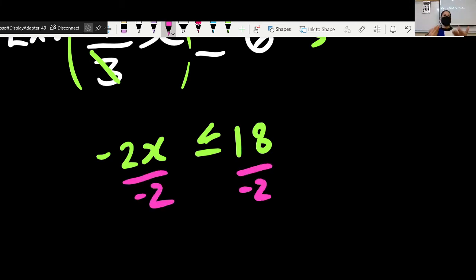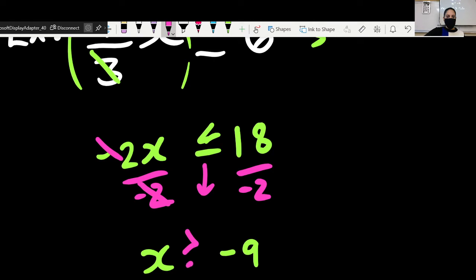Divide both sides by negative 2. Everybody good with that? And you see the pattern? We're kind of doing the same thing over and over again. The reason we did that is to get rid of this. And so what do I want to be sure that I do? On the right side, what do I get? 18 divided by negative 2. Negative 9. And what happens to my sign here? We flip it, so it's actually x is greater than or equal to negative 9.